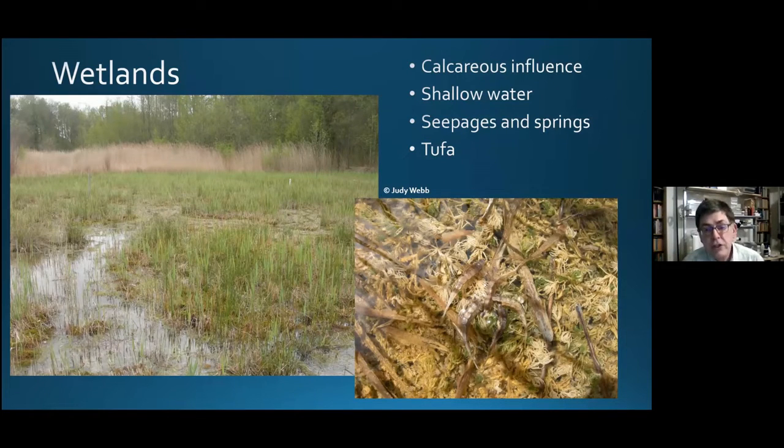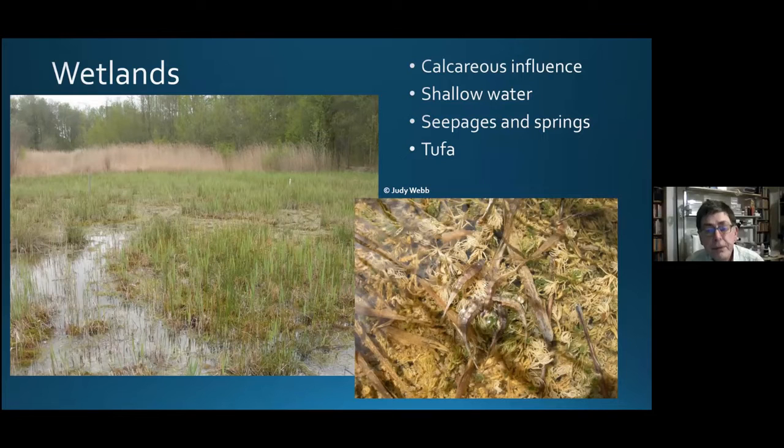The wetland features that are really, really good for a lot of these species include having a calcareous influence, so having some sort of chalk or limestone influence affecting the water that comes into these wetlands. Having areas of shallow water and seepages and springs where you get this shallow layer of water that can warm up and allow the larvae to develop more quickly is very important. And there's a particular type of habitat associated with some of these conditions that's known as tufa, which I'll come back to in a second.